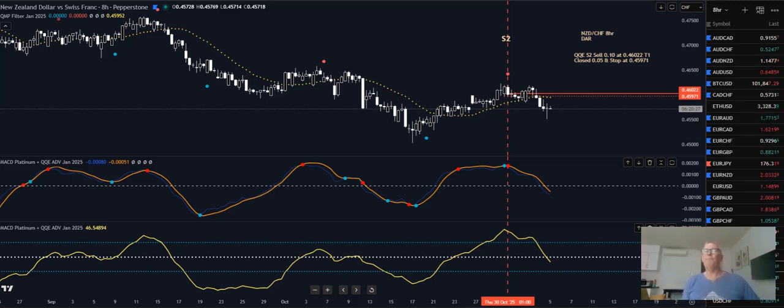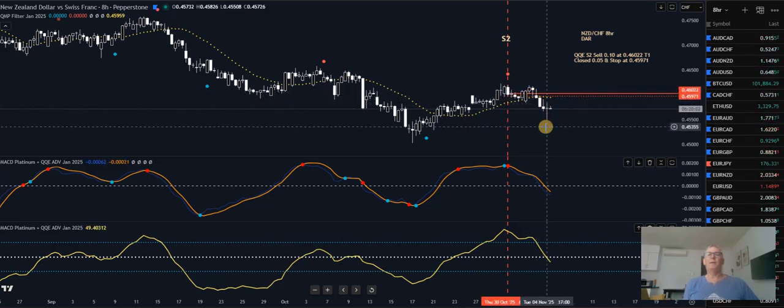All right, New Zealand Swiss in a sell, just closed half on the last candle, like an hour and a half ago, an hour and 40 minutes ago. There's a sell here. It's a QQE sell. It's above the 60. They've just gone sideways. Just wait. No stop. No drama.